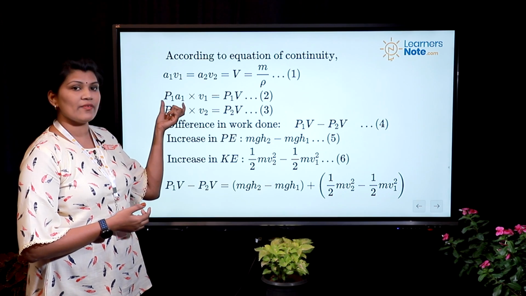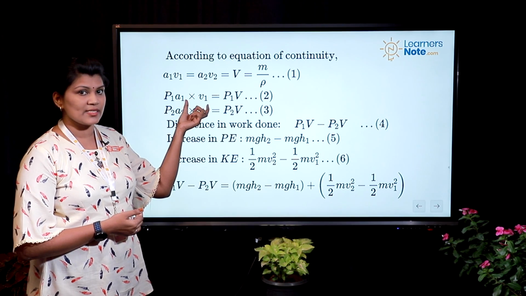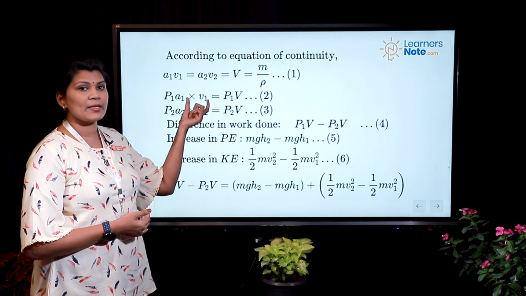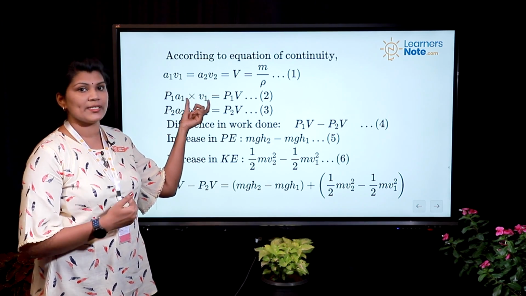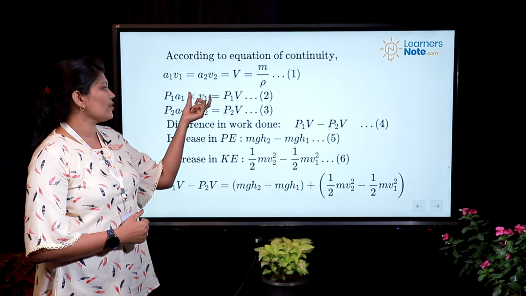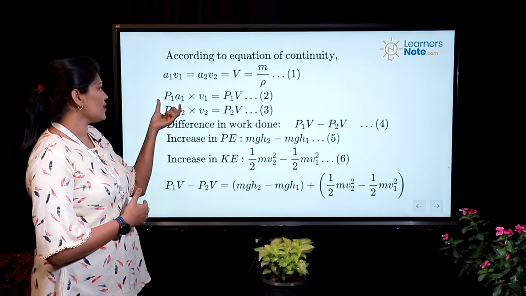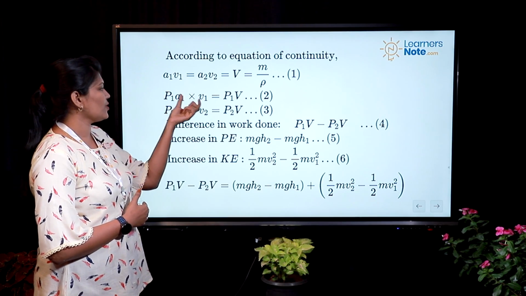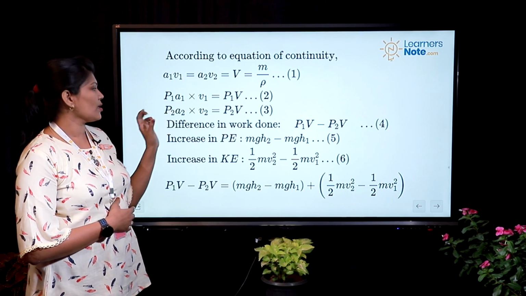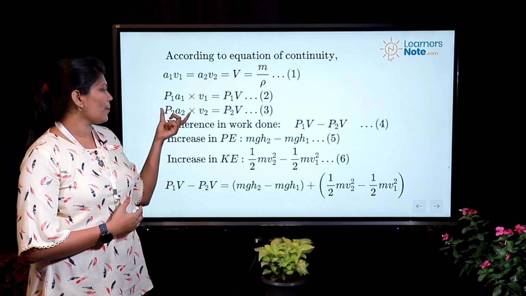How? Because force into displacement will give the energy. How does this V1 term come as a displacement? Because here this V1 represents the velocity, that is, the distance per unit time. So V1 multiplied by 1 unit of time will give the distance. That distance is known as the displacement. So here P1A1 into V1 will give the total energy or work done. Like that, P2A2 into V2 will give the total work done by the pressure at region 2.